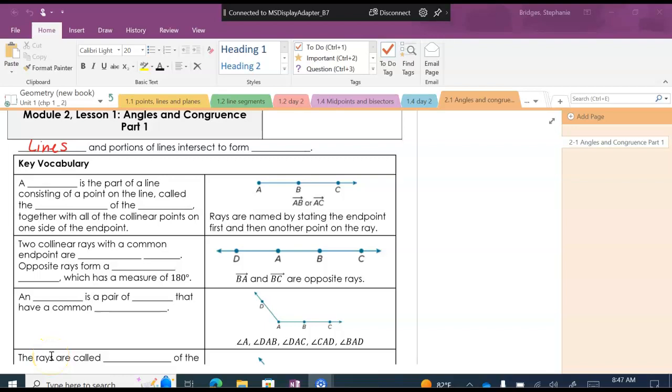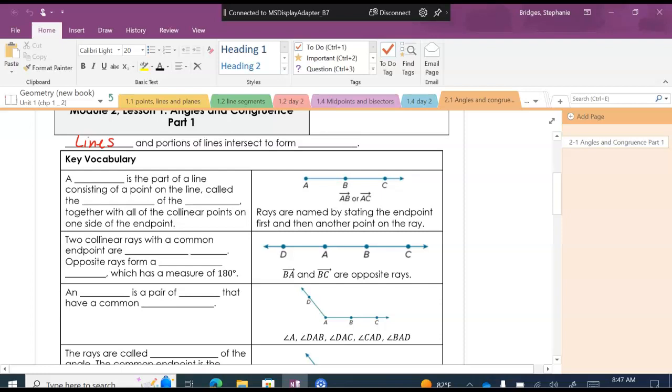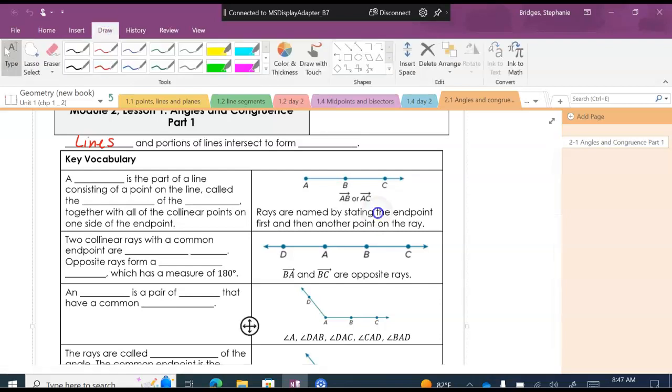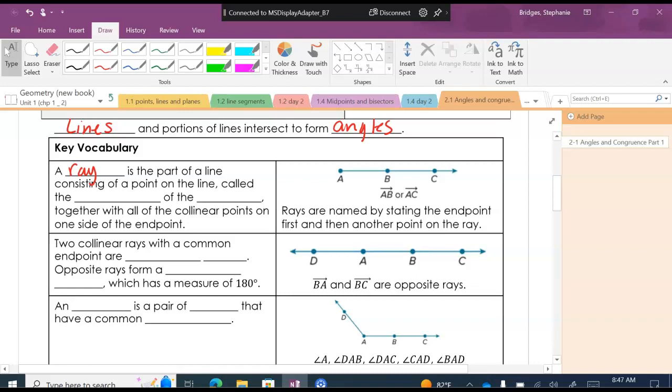So I'm going to finish filling this in. At the top again, it was lines and portions of lines intersect to form angles. Make sure you have those words filled in. And then a ray is part of the line consisting of a point on the line called the end point of the ray. And it is collinear with all of the other points on the ray.